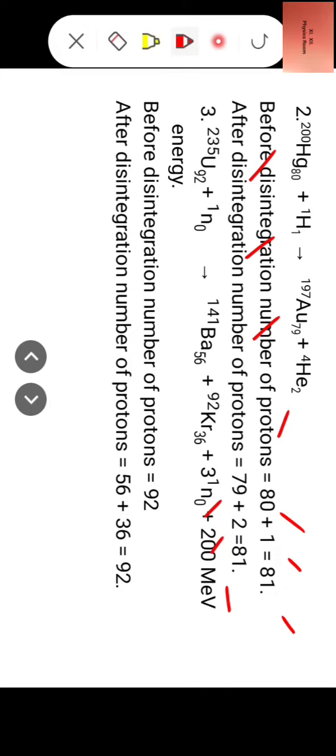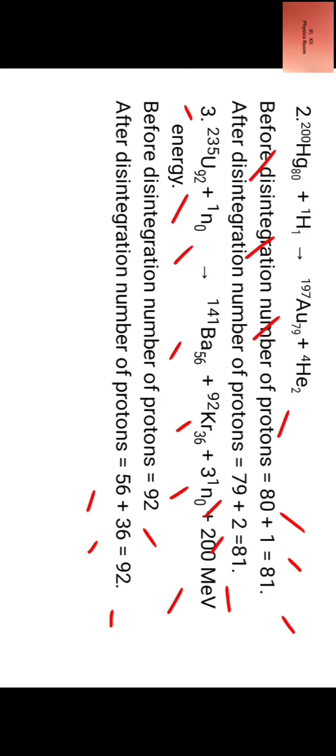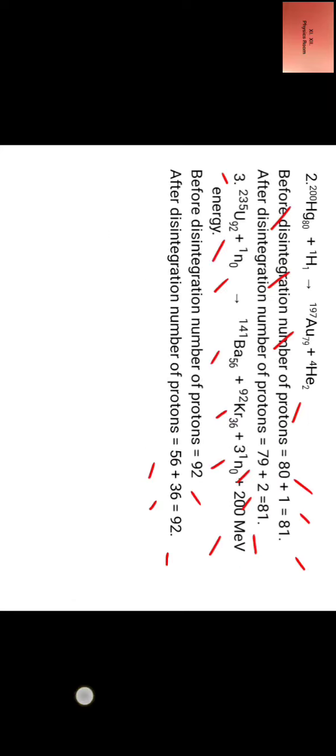Now we take the third example. Uranium 235/92 when bombarded with a slow moving neutron is separated into barium 141/56 and krypton 92/36 with 3 fast moving neutrons 1/0 plus 200 million electron volts of energy. Before disintegration, the number of protons is 92. After disintegration, the number of protons is 56 plus 36, equal to 92. Thus, here also the number of protons before disintegration is equal to the number after disintegration.